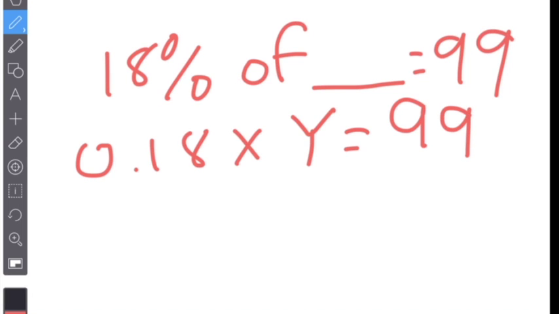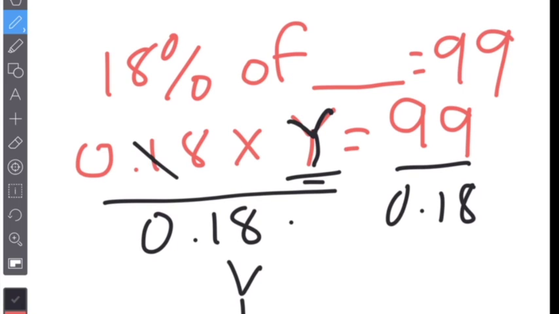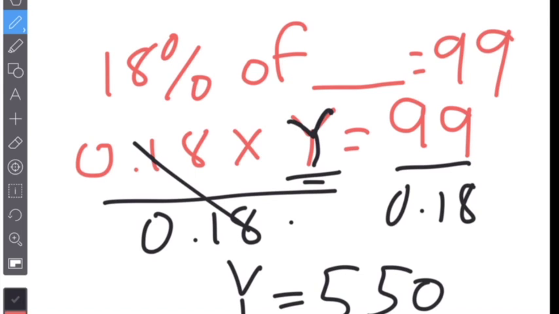So what I need to do is isolate the variable. I want to get the y by itself. Because it's multiplying, you have to do the opposite. We divide by 0.18. Whatever you do on this side, you must do on this side. So y, that's what we have left because these cancel out, equals 99 divided by 0.18, which is 550. So 18% of 550 is 99.